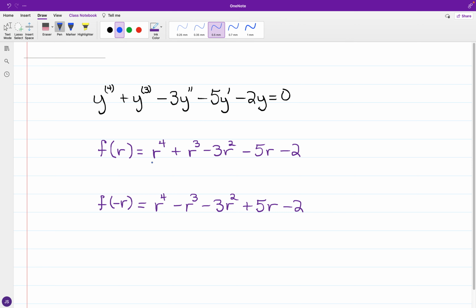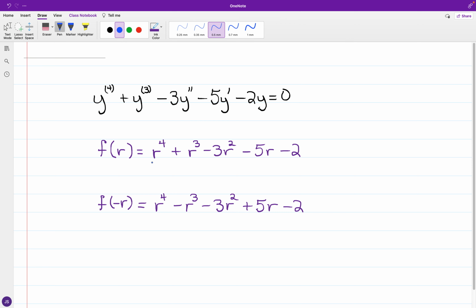And since the last term in y is not a derivative, again this translates to a constant, minus 2. And with Descartes' rule of signs, I'm considering not only the general input r, but also the opposite sign input, where we have negative r. So we take this function and hypothetically have negative r as the input.